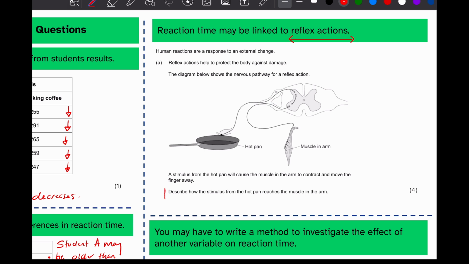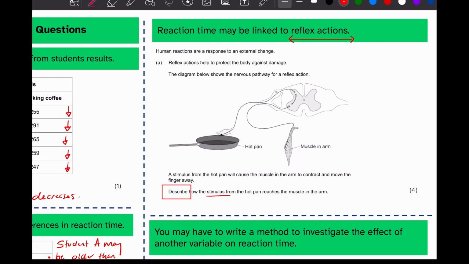You need to describe. So when we're doing a describe answer, again, no explaining. Don't say why. Just look at the diagram and say what's going to happen, or use your own experience and knowledge of science to say what's going to happen. Describe how the stimulus from the hot pan reaches the muscle in their arm. Okay, so we just need to read the question for a bit of context. So a stimulus in the hot pan, as in when they touch the hot pan, they're going to feel pain, is going to cause a muscle in the arm, so this muscle here, to contract and move their finger away. It wants us to describe how the stimulus from the hot pan reaches the muscle.